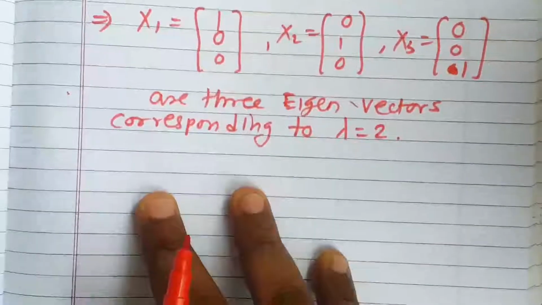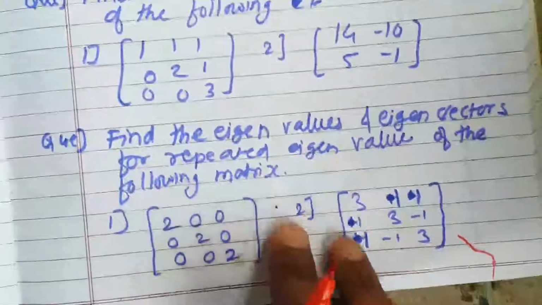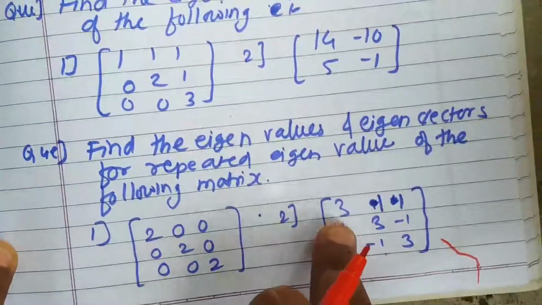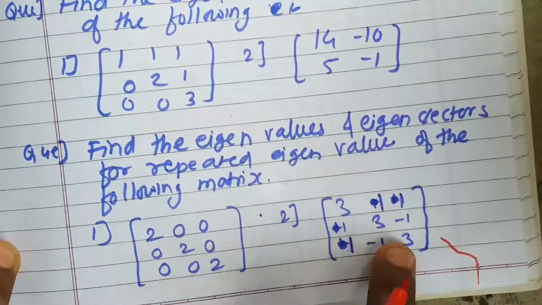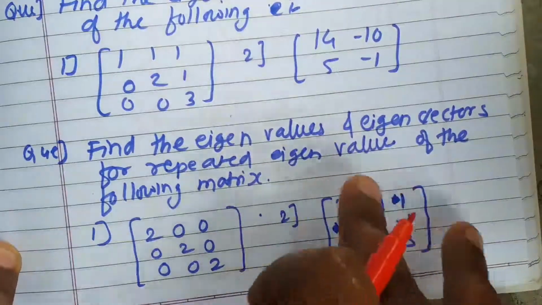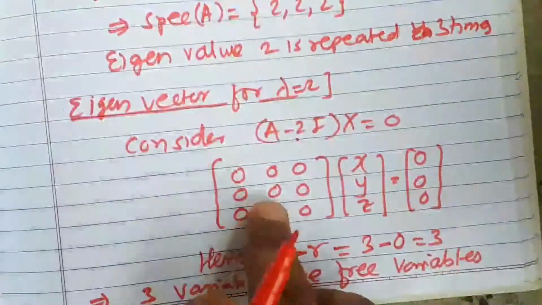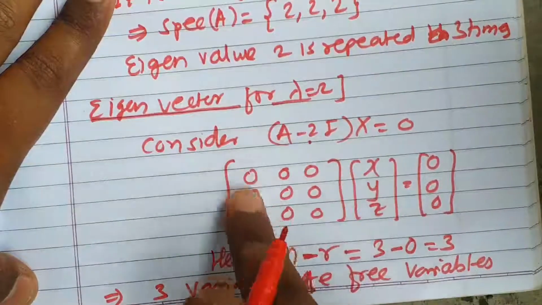In a similar way, you do the last example. Here this matrix is not a diagonal matrix, so first you need to do the calculation for eigenvalues and check which eigenvalue is repeated. For that repeated eigenvalue, you determine the vector, and finally determine the difference n minus r, that is the number of unknowns minus the rank.